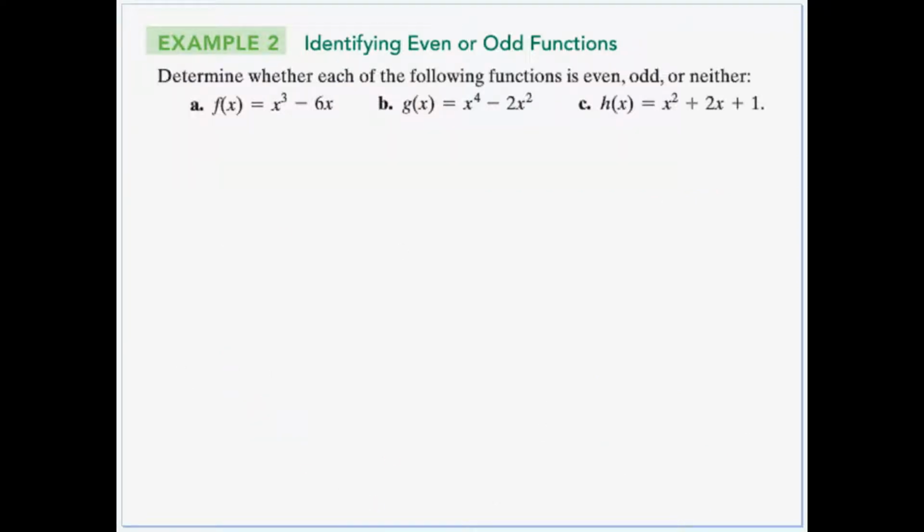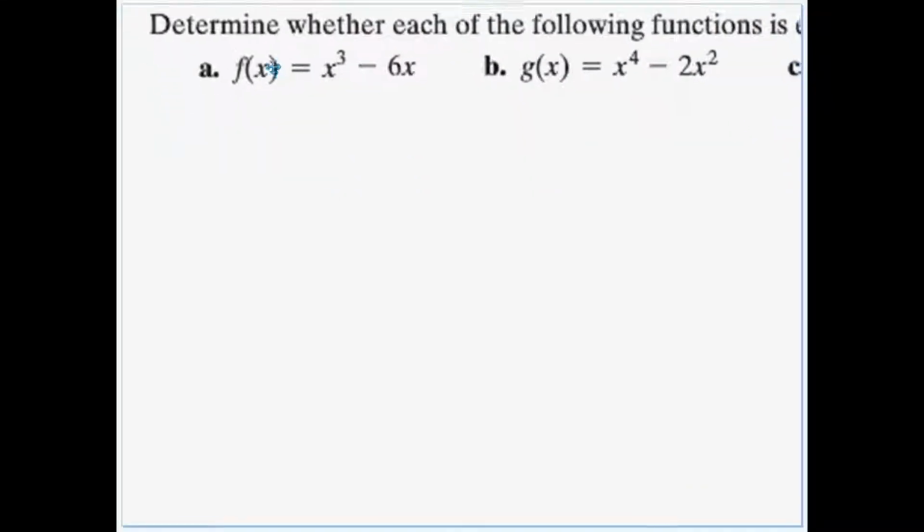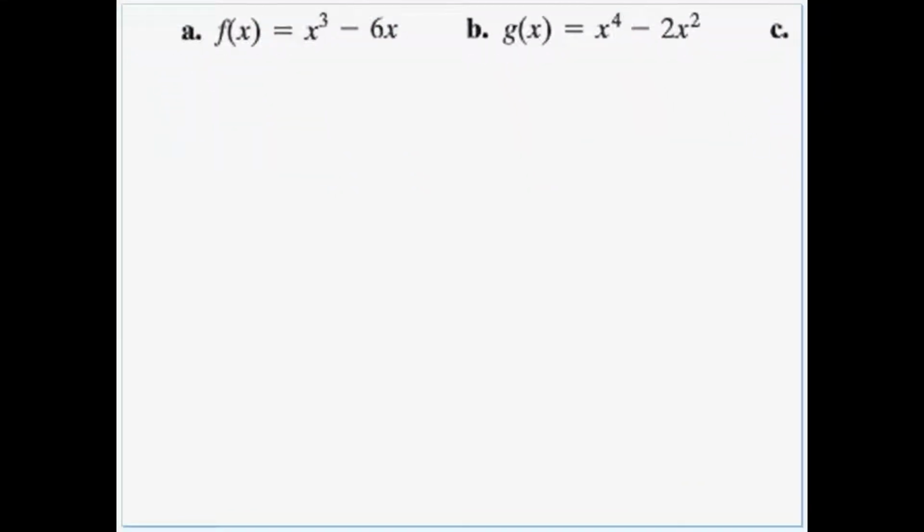And this leads us to a little test if we want to figure out if a function is even or odd or neither. Now, I've been teaching my students to set it up like this. I'm going to start with the original function f of x. That is x cubed minus 6x.